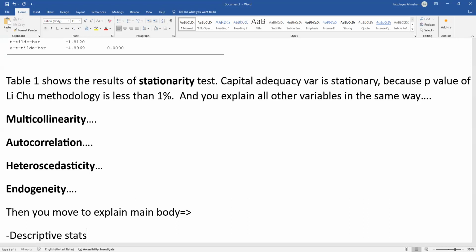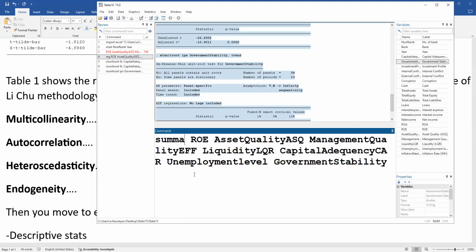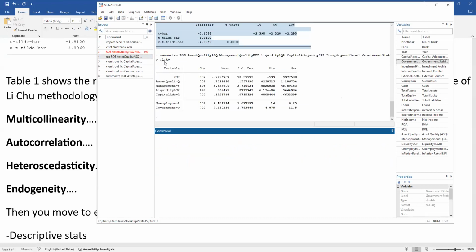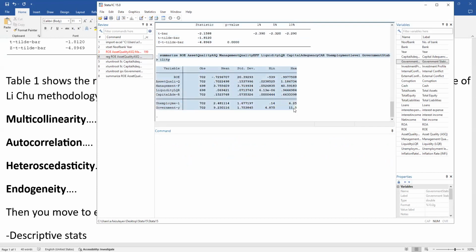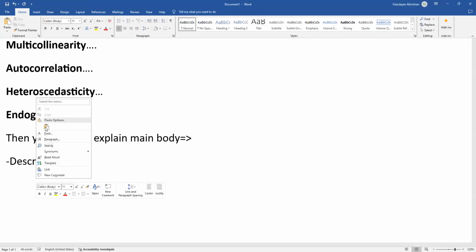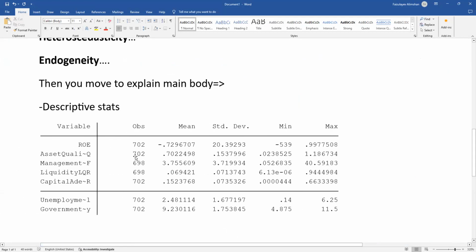For example, in our case, if we run it, let's say regression here, I will just put summarize. Here I can see the descriptive statistics that I did. I'm just going to copy it as a picture and paste it here. Here, I can see that I have like 700 observations.